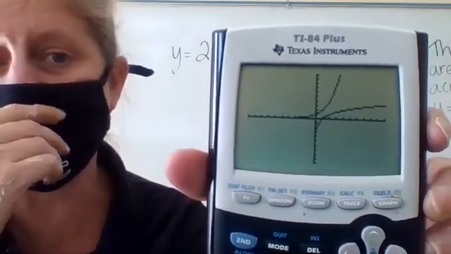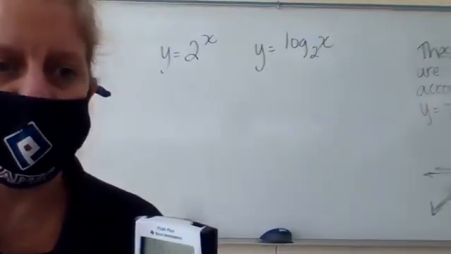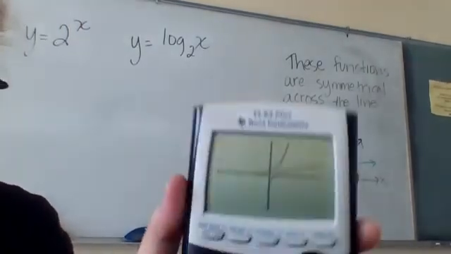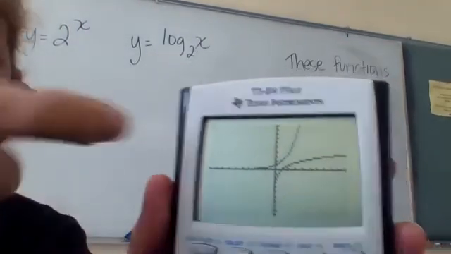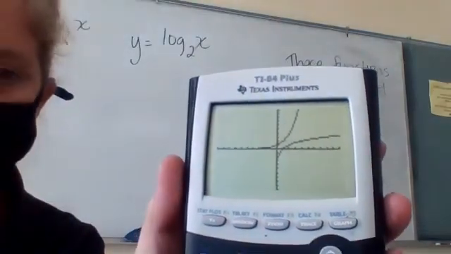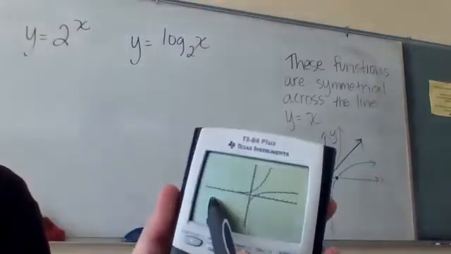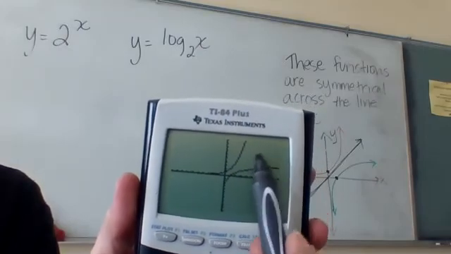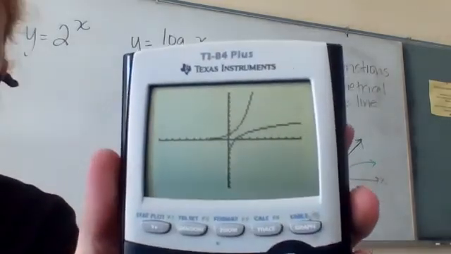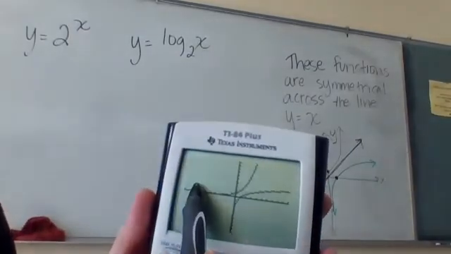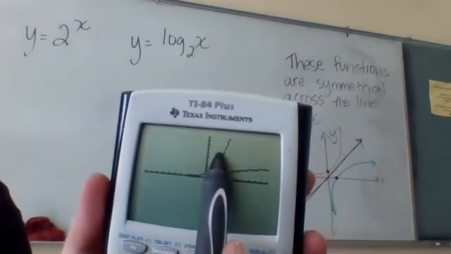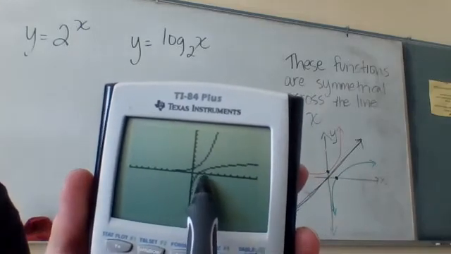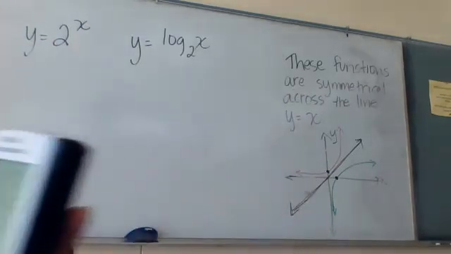So just like we talked about at the very beginning of class, they are inverses of each other. They are symmetrical along a line. If there was a line drawn right down the middle of that going through the origin, they would be symmetrical along it, right? This one is your exponential function, y equals 2 to the x. And that one is your logarithmic function, y equals log base 2 of x.